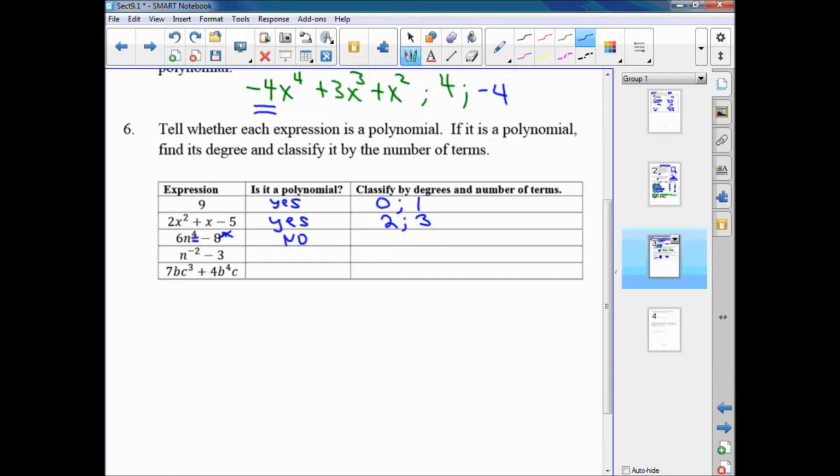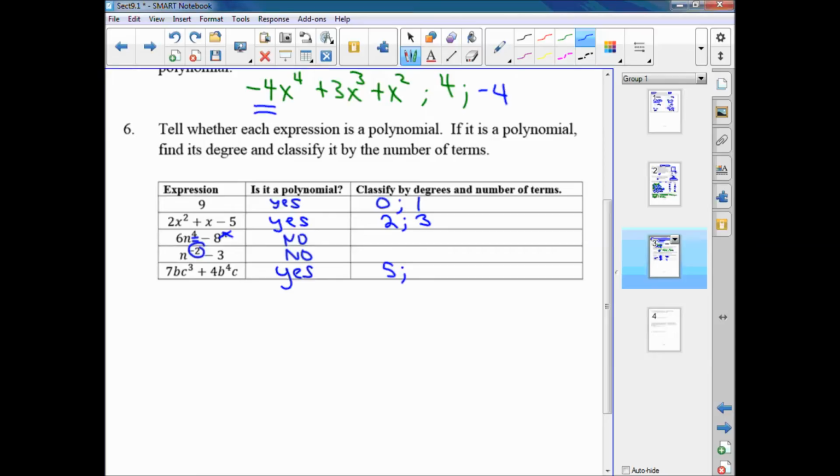All right. So the next one, n to the negative 2 minus 3. This is no. This does not have a whole number exponent, so this is not a polynomial. When it's not a polynomial, we don't have to answer the second questions. And then our last one here, this is yes. Classified by its degree, it is degree 5. And the number of terms it has is 2.